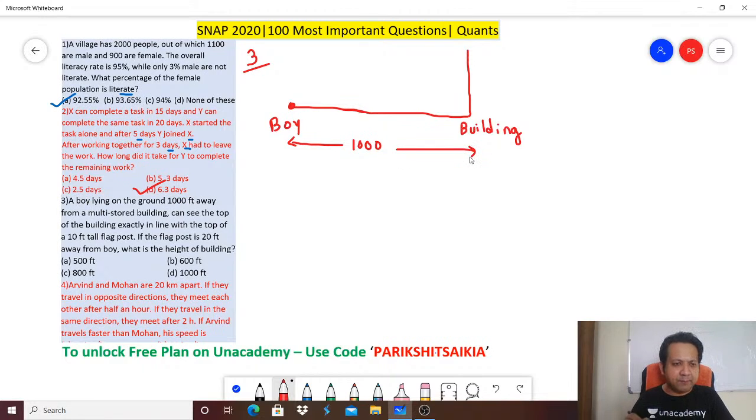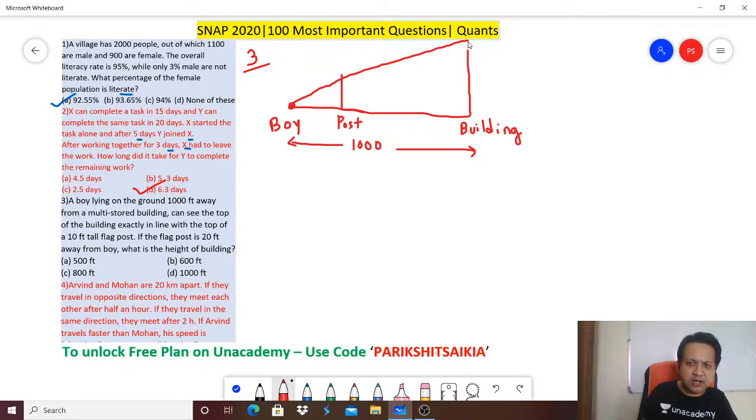He can see the top of the building exactly in line with the top of a 10 feet tall flagpost. So let's say there is this post, drawn a little this side. And the guy can just see the top of the building. So this is the building and this is the post, right? And they say the post is 20 feet from the boy. So this distance is basically 20, right? And the height of the post is how much? 10 feet. So this height is basically 10.